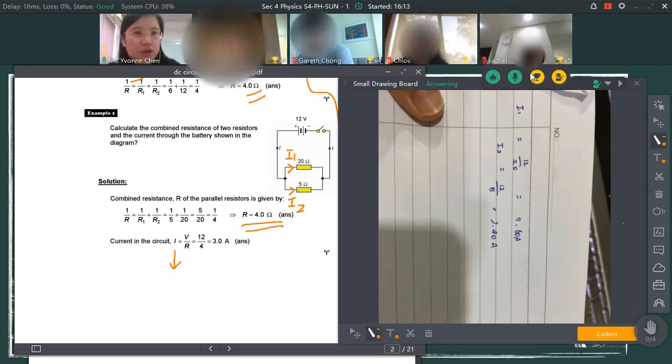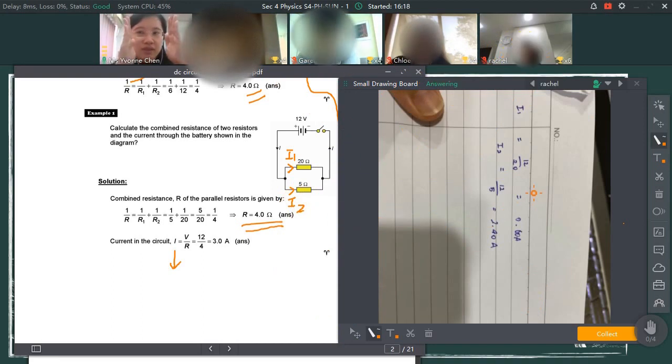Well done, Rachel. You got the correct answer. Rachel is the first one. But Rachel, your answer is rotated about 90 degrees. So for the next question onwards, please change the orientation of the phone photo. Thank you very much. Well done.